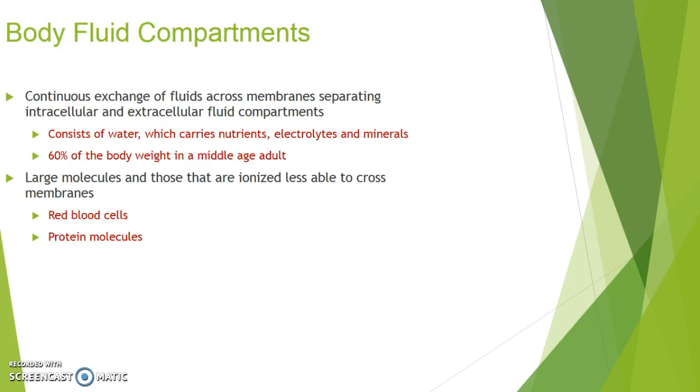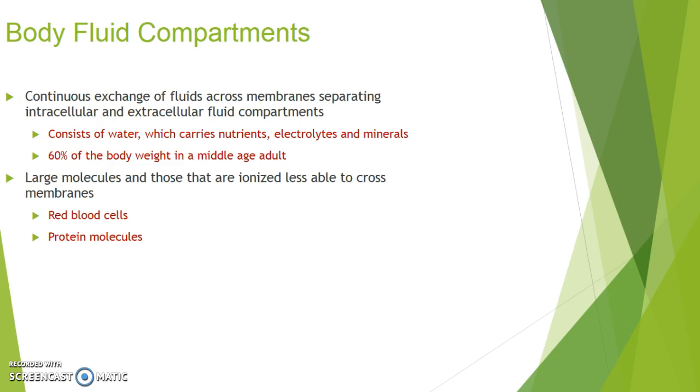So, basic physiology. There's a continuous exchange of fluids across the membrane that separates the intracellular, interstitial, and vascular fluid compartments. The majority of the fluid of the body consists of water, which is carrying nutrients, electrolytes, and minerals. Water percentages will vary according to age, but water consists of 60% of the body weight in a middle-aged adult. In children, this percentage becomes higher.